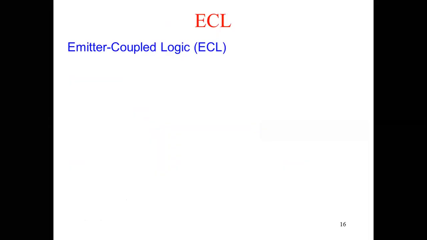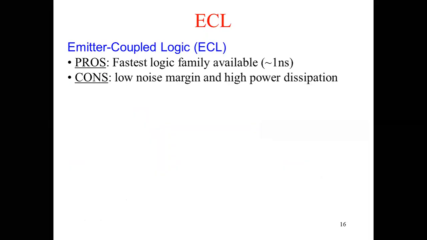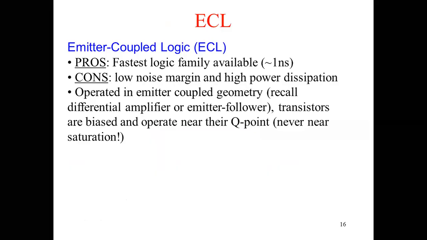Next is the ECL, emitter coupled logic. The pros: it is the fastest logic family available, with a time delay of 1 nanosecond. Cons, disadvantages: low noise margin and high power dissipation. Operated in emitter coupled geometry, transistors are biased and operated near the operating point, the Q point. Logic levels: for 0 it uses minus 1.7 volt and for 1 it uses minus 0.8 volt.